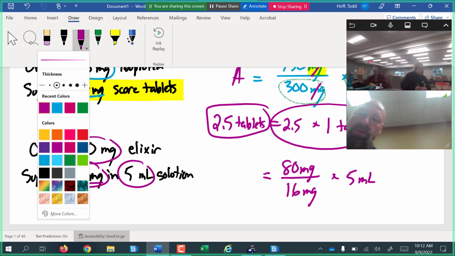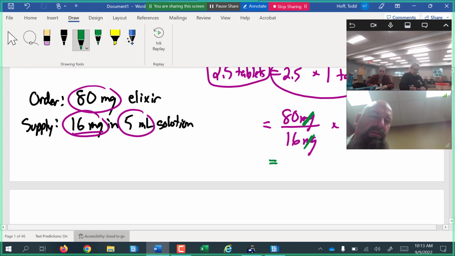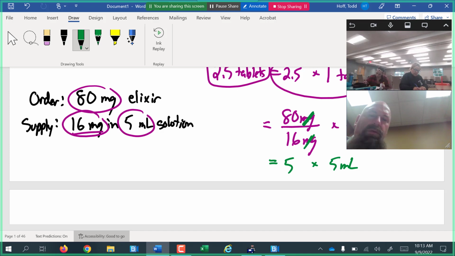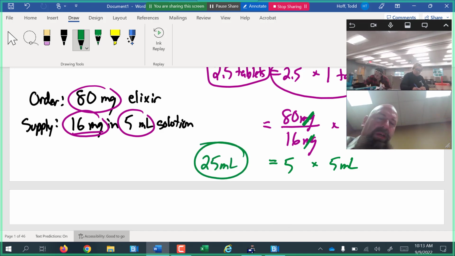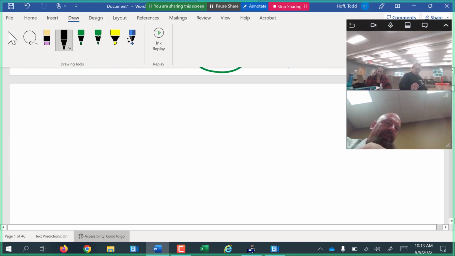So once again here, the units for the doctor's order and the on-hand dose will cancel out. We have 80 divided by 16 is going to give us 5 times our vehicle of 5 milliliters. Well, 5 times 5 milliliters gives us 25 milliliters administered to that patient. So that's the dosage calculation used in the two most basic calculations, either with tablets or a solution. Let's move on to the next method of dosage calculation, and that is the proportion.